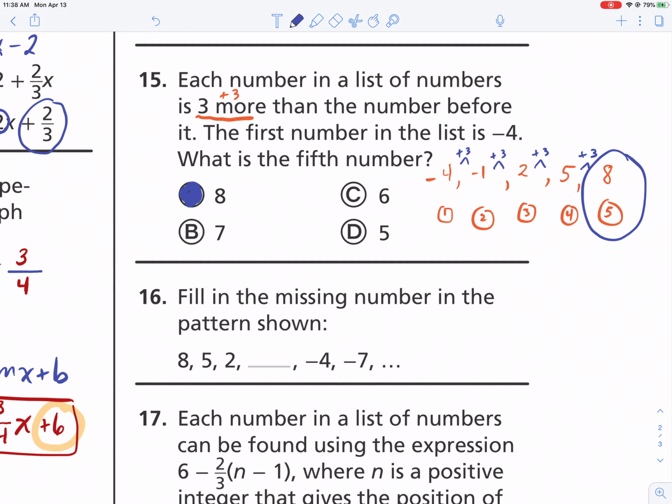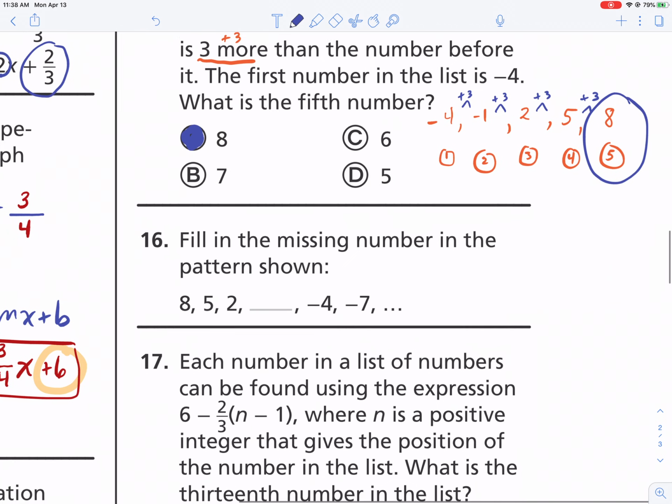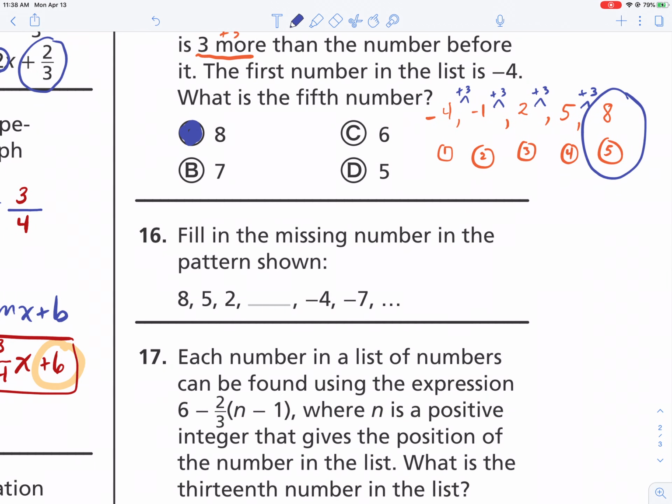Okay, scrolling down to number 16. If you notice, we got 8, 5, 2, blank, -4. It's just like the one we did here in number 15, but it's backwards. So now I have 8, 5, 2. So if we notice in this case, instead of going up by 3, it's going to go down by 3.